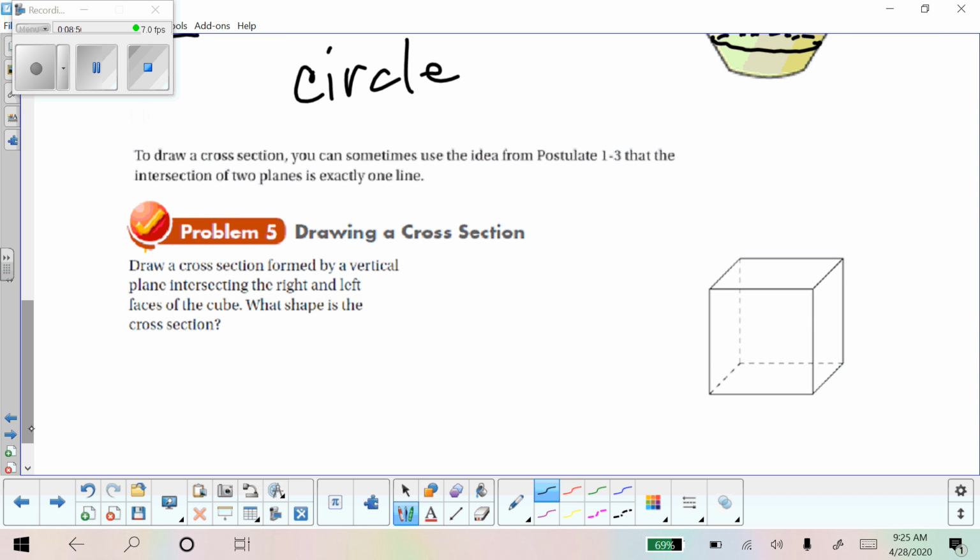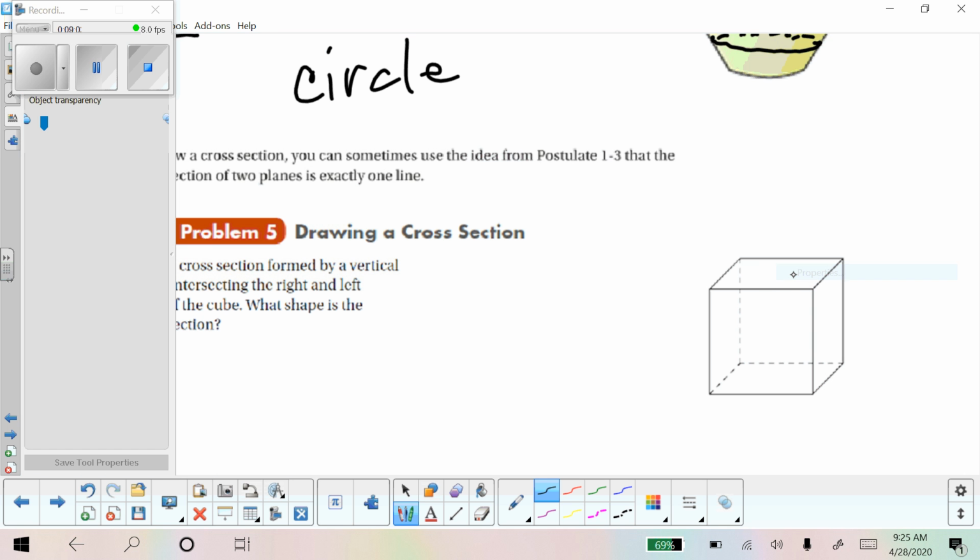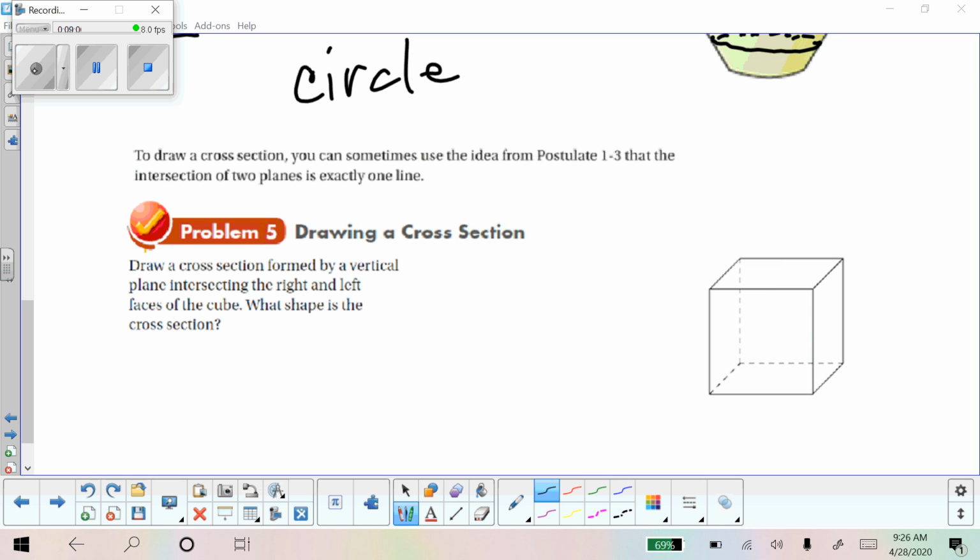Okay, now we're going to try and learn how to draw these cross sections and then decide what they are. In this case, we want to do a vertical plane cut. So if we cut it vertically, these 2 sides would be solid. Those are sides you see. And then the back lines would be dotted. You don't see those in the bottom also. But we could see that the shape would be a rectangle.